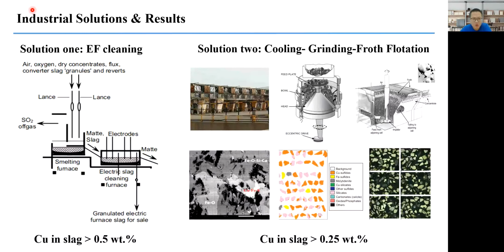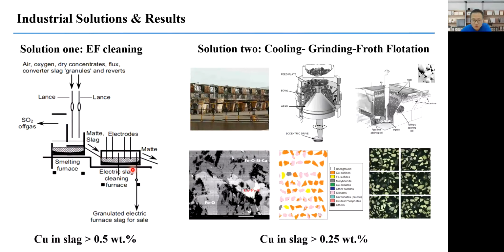So how is the industrial application or industrial solution? So this is part of the Mitsubishi process, which was developed by the Japanese and which is utilized, I think, in Indonesia as well. So in the smelting furnace, they are producing high-grade copper matte, and the matte and the slag get separated in the electrical furnace.